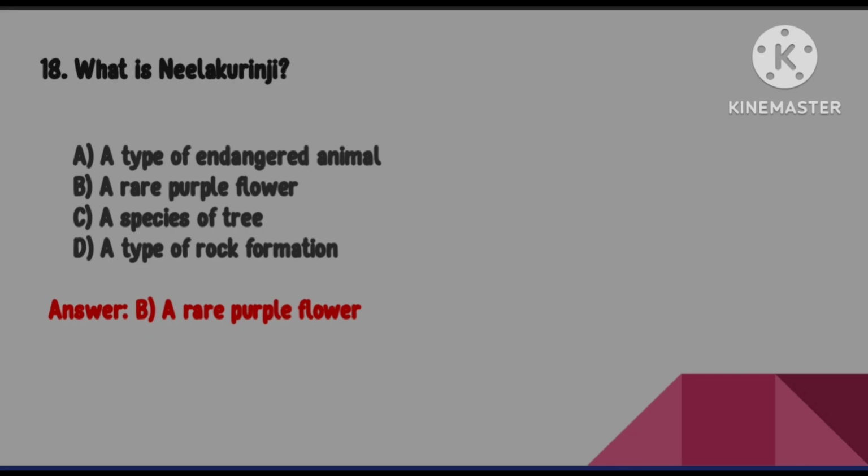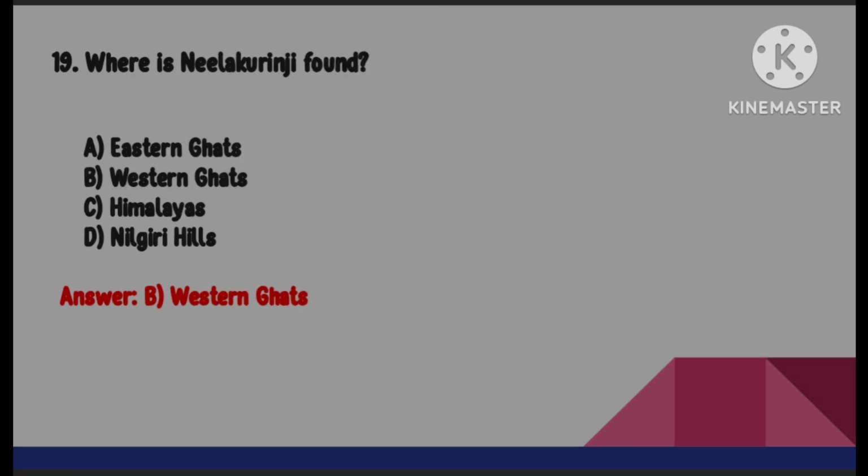Option B, a rare purple flower. Option C, a species of tree. Option D, a type of rock formation. And the right answer is option B, a rare purple flower. And the next question is, where is Neela Kurinji found?